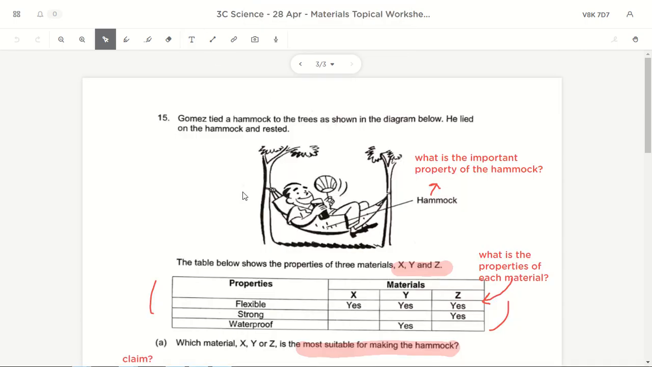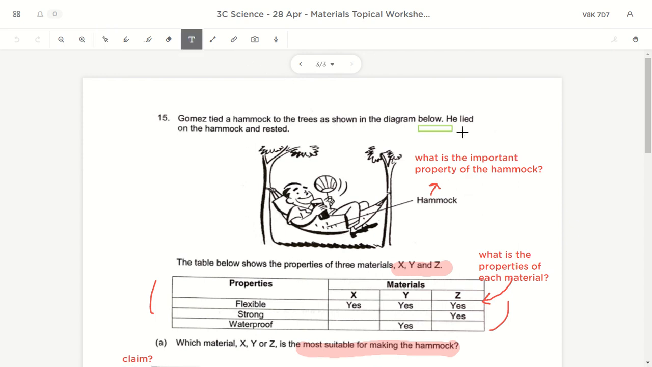All right, so question 15. I have someone tying a hammock. A hammock is something like this, tied between two trees, and then I can lie on it, and I can actually take a nap on the hammock. So if I tie a hammock like this and I am able to rest on it by sleeping on it, what is the important property of a hammock?